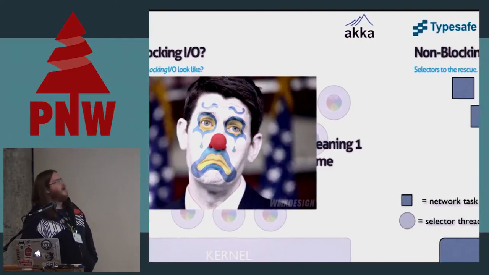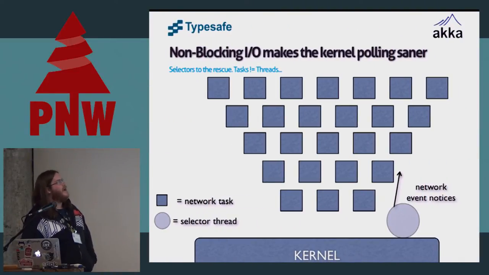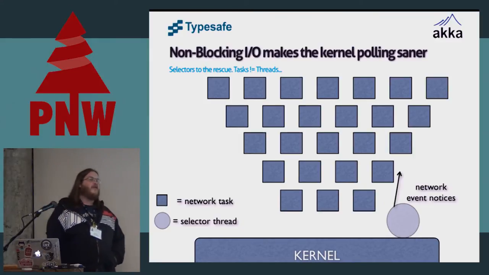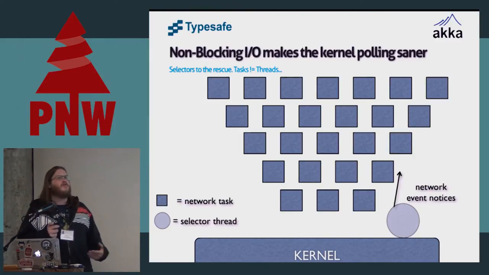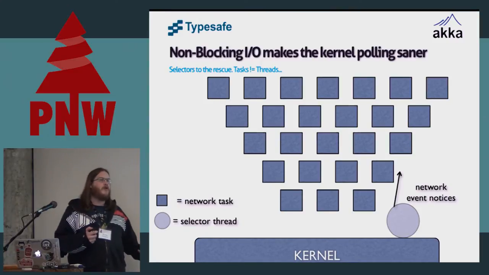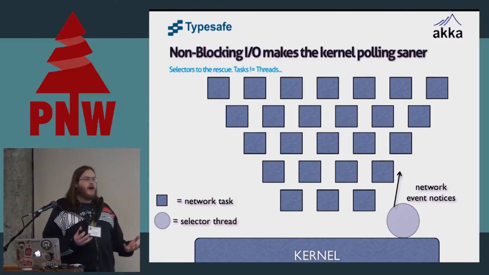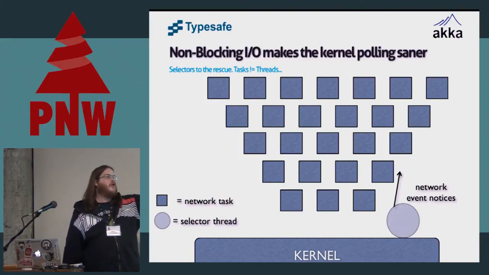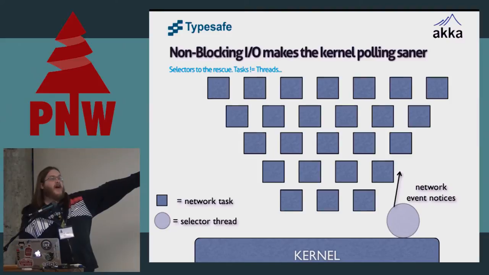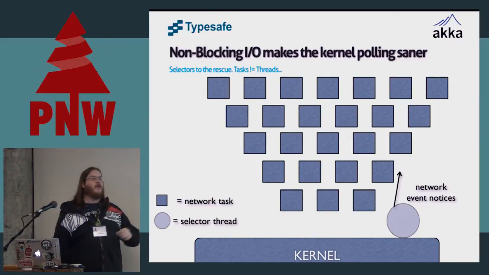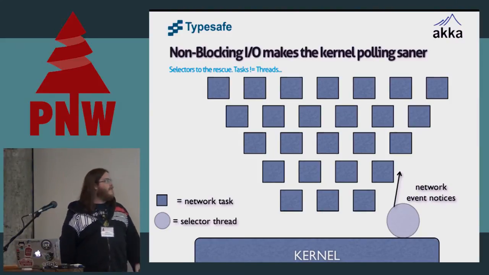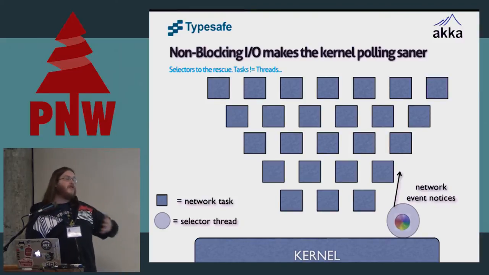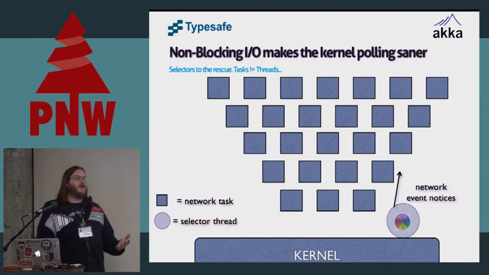So non-blocking I.O. makes this kernel polling a bit saner. In this case, these boxes now represent tasks, because as soon as we move away from a thread per task, we can have a pool of threads behind them, and we can have multiple tasks operating where there might be 3 threads and 300 tasks. Because at the bottom here, we have a selector thread who is actually checking for all of these tasks whether there's network data available, and notifying them.